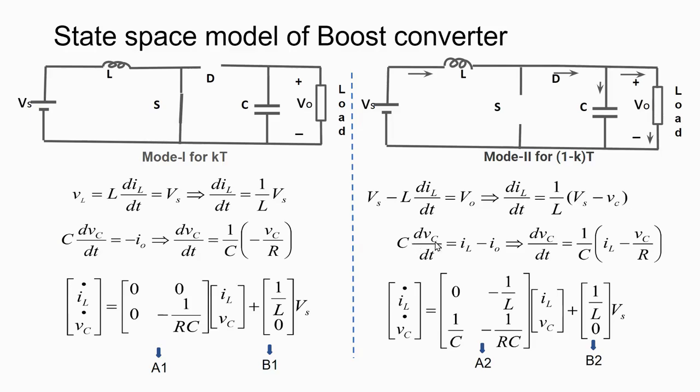And similarly, C dVc by dt, we can write as IL minus I naught, that gives dVc by dt equal to 1 by C into IL minus Vc by R. So, writing the above two equations in the matrix form, we get [IL dot, Vc dot] equal to [0, minus 1 by L; 1 by C, minus 1 by RC] into [IL, Vc] plus [1 by L, 0] into Vs, where this matrix is the A2 matrix and this is the B2 vector.